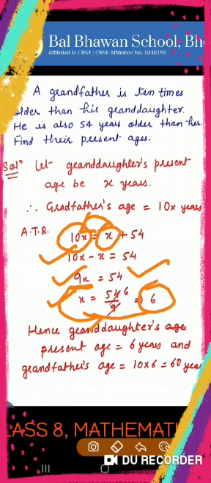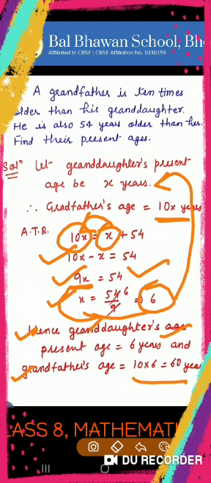Now we have to go to the initial statement. What was x? x was the granddaughter's present age. That's why the granddaughter's present age is 6 years and the grandfather's age, which is 10 times, means 10 into 6, is equal to 60 years. So children, I hope you understood these two questions. Thank you so much.